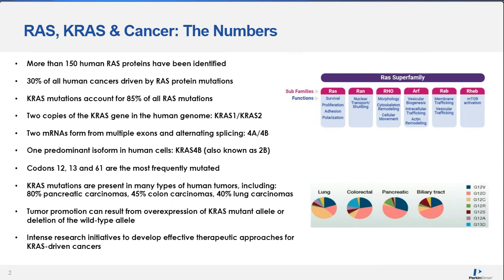KRAS gene mutations occur most frequently at codons 12, 13, and 61, and are present in many types of human tumors, including pancreatic, colon, and lung carcinomas. The diversity of KRAS mutations that cause human cancers and the persistent difficulty in identifying new mutations are the drivers for multiple types of KRAS therapies being developed and that are already in use.